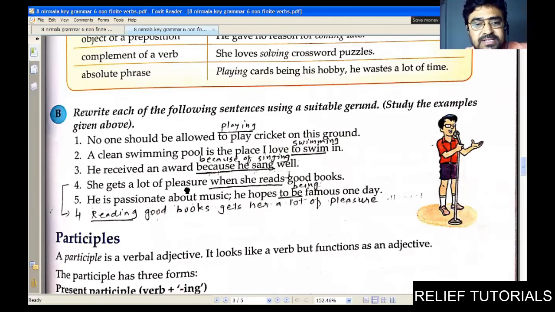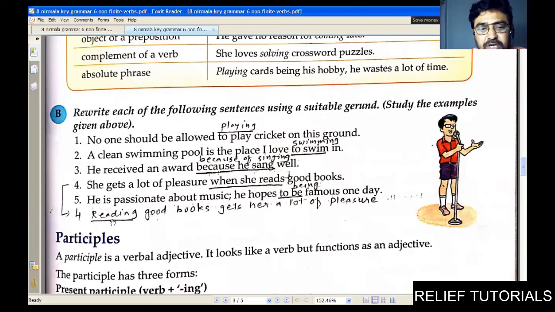She gets a lot of pleasure when she reads good books. I just converted it. It can be converted in two ways. She gets a lot of pleasure reading good books. Or, reading good books gets her a lot of pleasure. Here you can see reading good books. Reading is working as the subject of the verb gets, and is in the ing form, so it is working as a gerund.